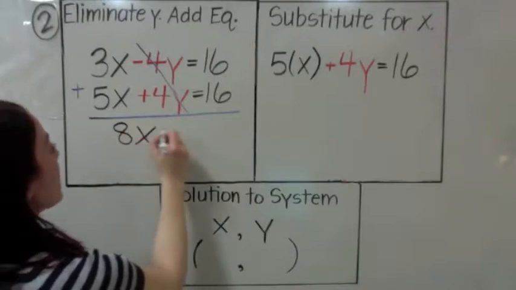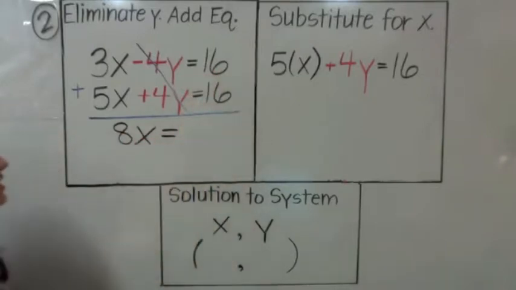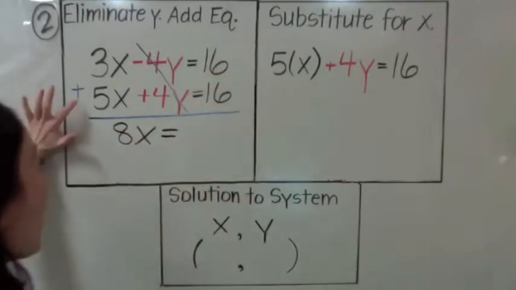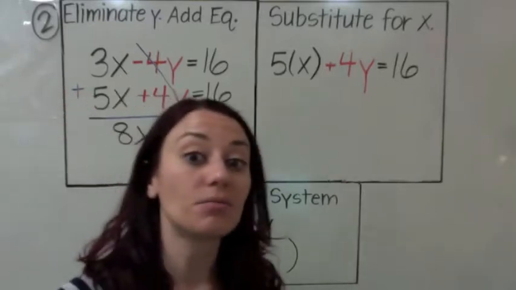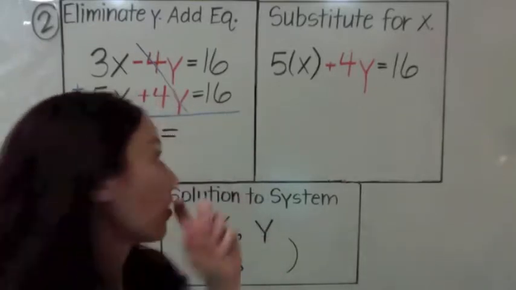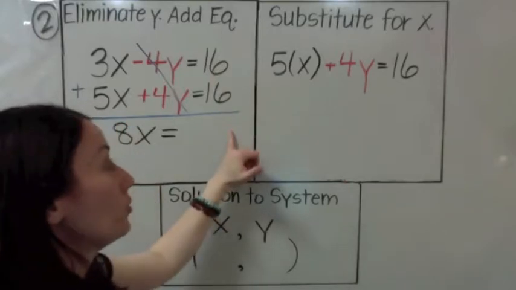8x equals, now what are we doing to 16 and 16? Remember? We're adding them. So what is 16 plus 16? Well, 6 plus 6 is 2.